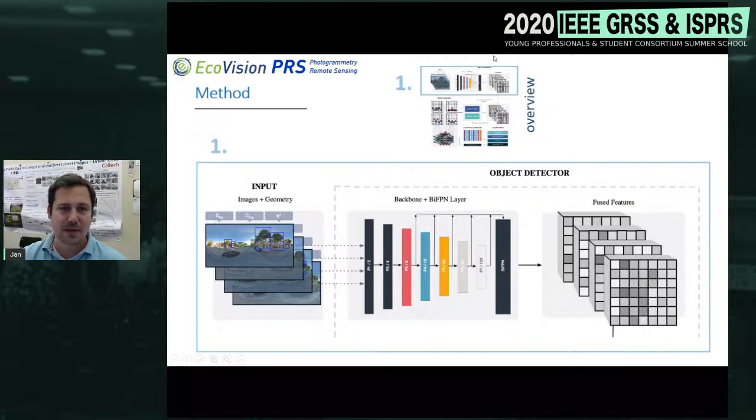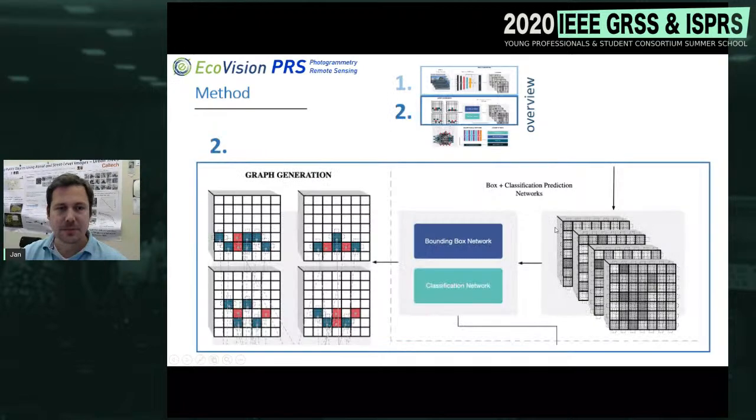In three different steps. This is the overview. And as I said, the full algorithm is provided in this paper, the ECCV 2020 paper. So the first is that we have these input images, so four panoramas here, for example. Then we compute the basic CNN features with the backbone, the feature proposal network layer. And then we fuse those features. So this is all part of this object detector step, where we have to detect all trees in all images.